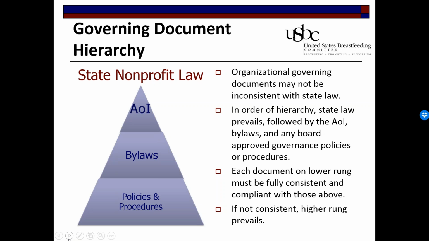Similarly, if you were to say in your bylaws that your board could have an emergency meeting with only 2 hours of notice, but your state nonprofit law requires that nonprofit boards have at least 3 days of notice before a special meeting, then your state law prevails. If you did something different, you would be breaking state law. So whenever there is not consistency between these different rungs, the higher rung prevails. That also leads us to making sure you don't duplicate content between them as much as possible, because that's one way you can create conflict between the rungs.